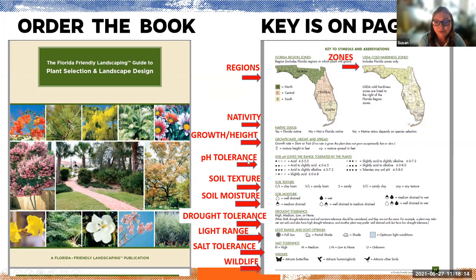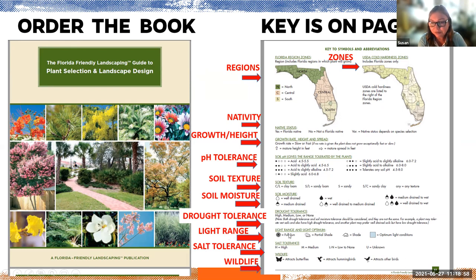The pH tolerances, whether it likes a more acidic soil in the 4.5 to 5.5 range, or if it likes a more alkaline soil in the 6.0 to 8.0 range, or if it can really tolerate any soil, it will have these four dots there. Soil texture, whether it likes a more clay soil or a sandy soil or any texture. Soil moisture preference, if it likes it wet, it'll have a filled in raindrop. If it likes it well drained or drier, it'll have an open raindrop symbol. The drought tolerances, high, medium, low, or none.